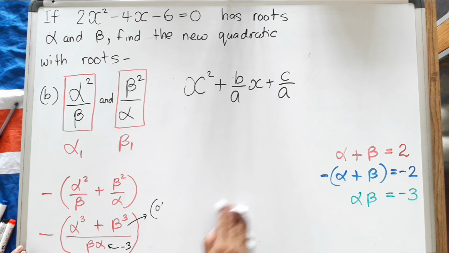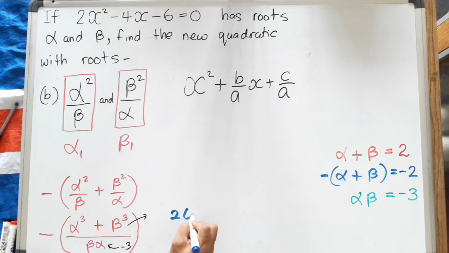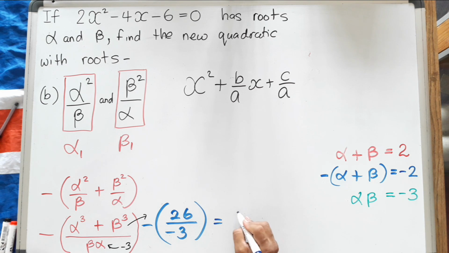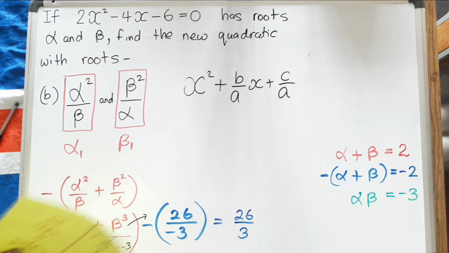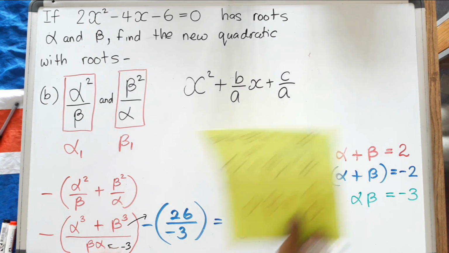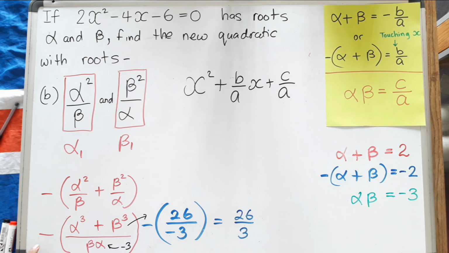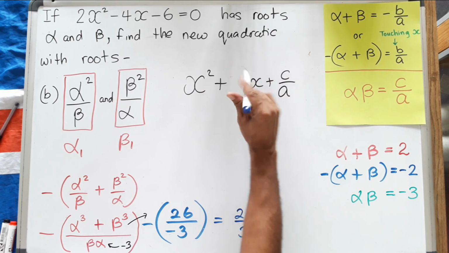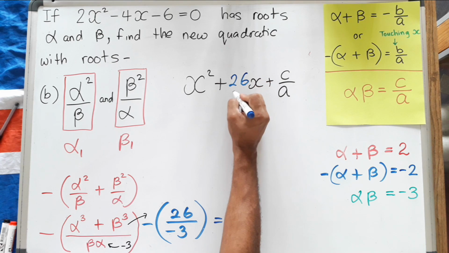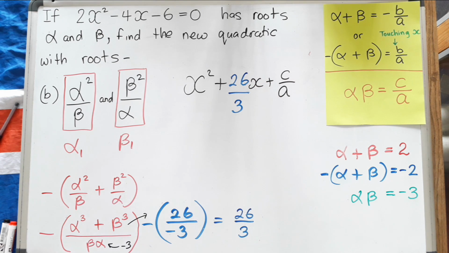Right, so the top works out to 26. The underneath is minus 3, and we have a minus sign waiting here. Two negatives make a positive. You're going to get 26 on 3. So we just figured out b on a. We get b on a when we work out this and apply the minus sign, and I did apply the minus sign to get a positive. Erase b on a, put positive 26 on 3.